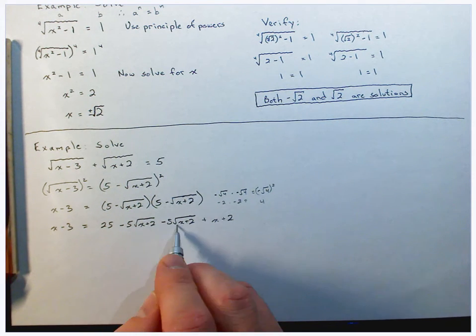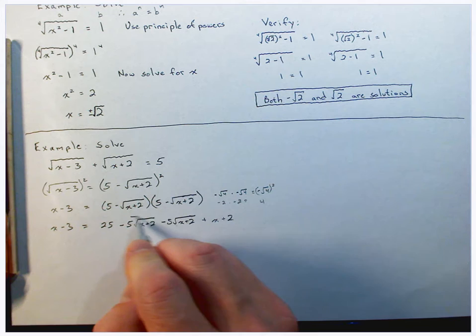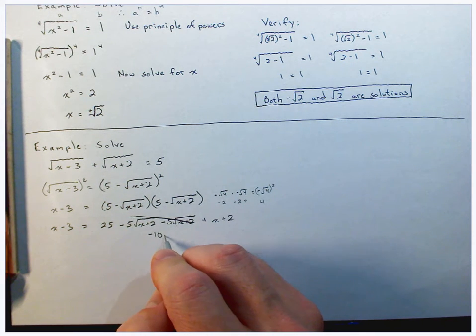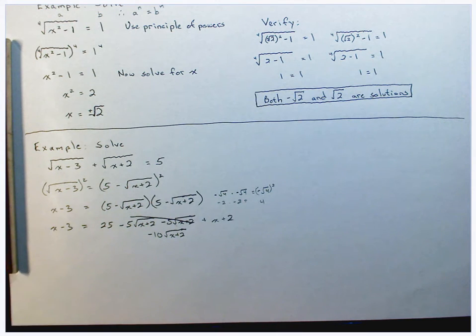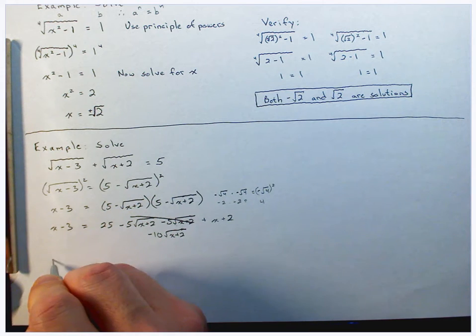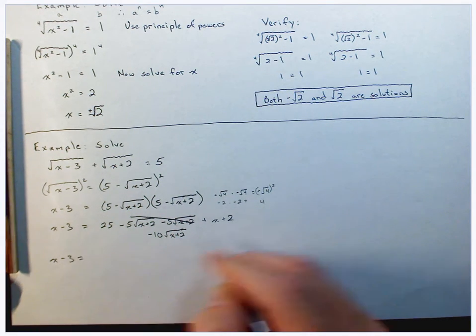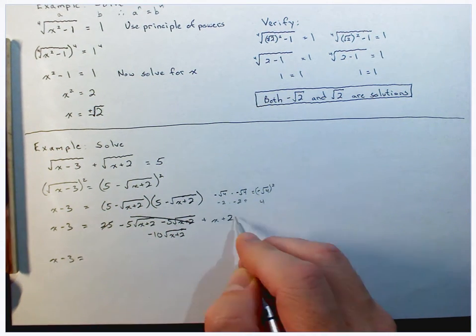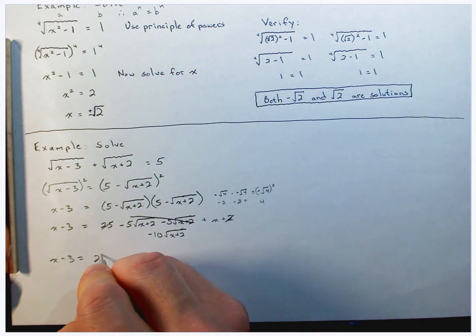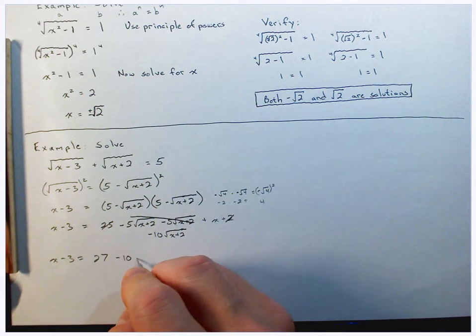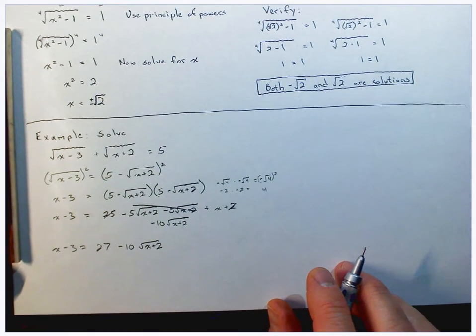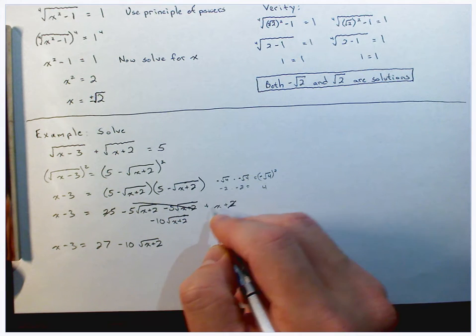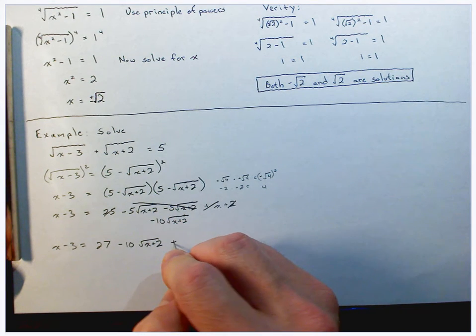I'm going to combine these two terms, and that gives me a negative 10 radical x plus 2. And then I'm going to rewrite and combine the other terms here. 2 and 25 gives me 27 minus 10 radical x plus 2. And let's see, plus x. Can't forget that one.